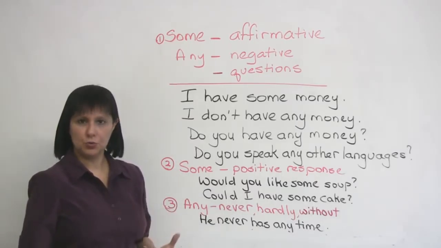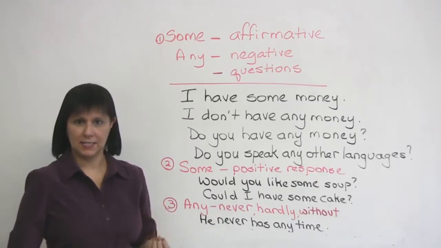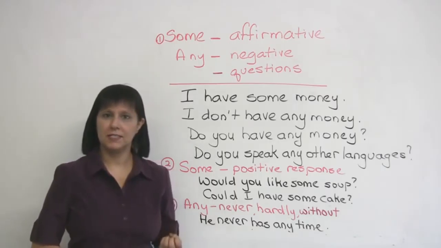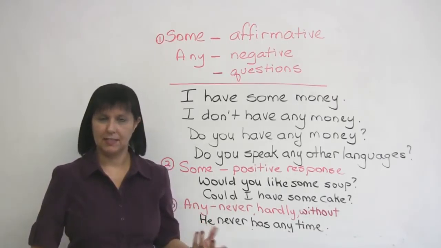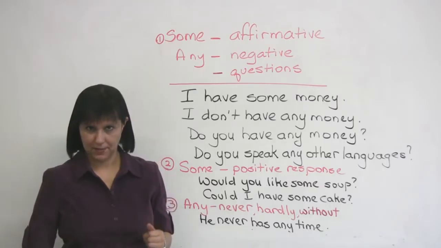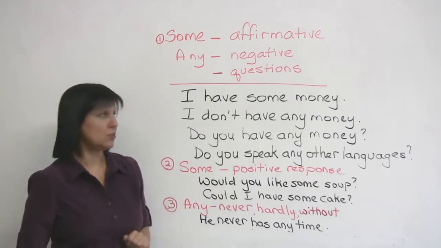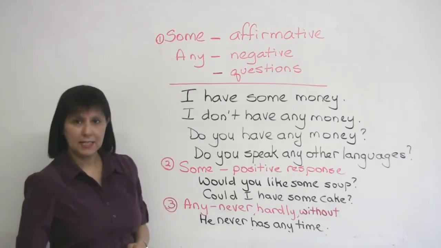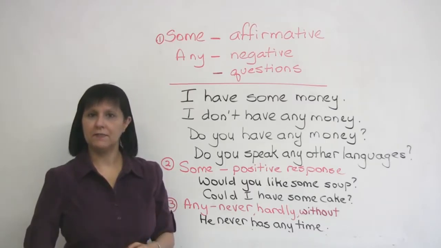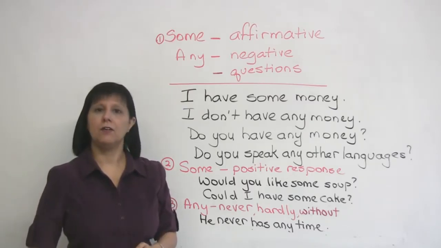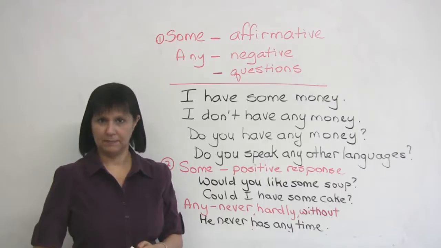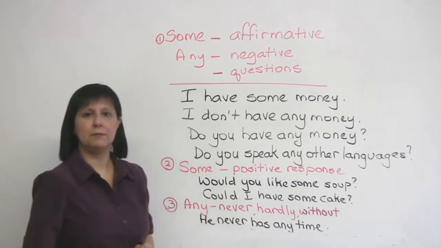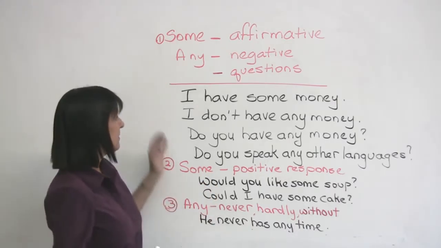Some is used in affirmative sentences. Affirmative sentences means positive sentences, the opposite of negative. We're going to look at some examples in a minute, so hang on. Any is used in negative sentences and also in questions. Alright? So let's take an example so you understand these points.